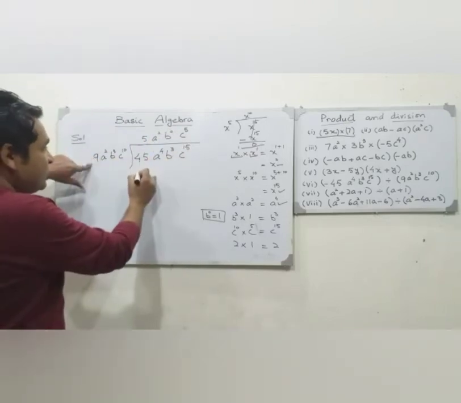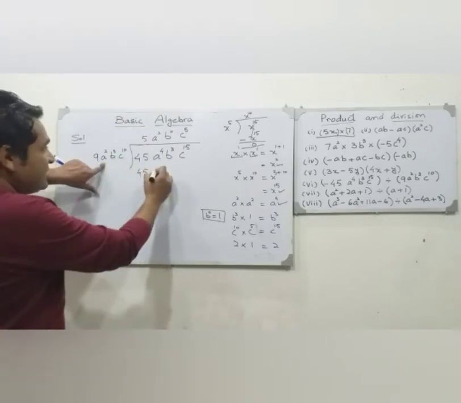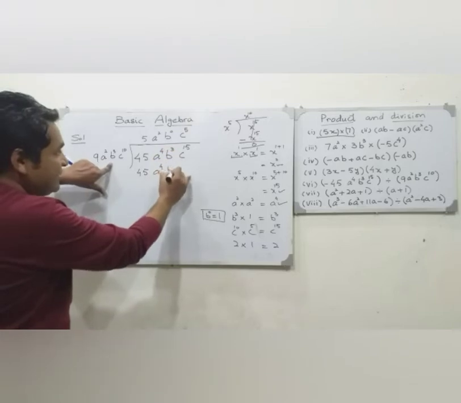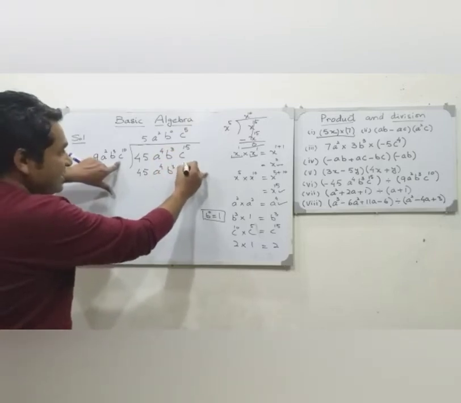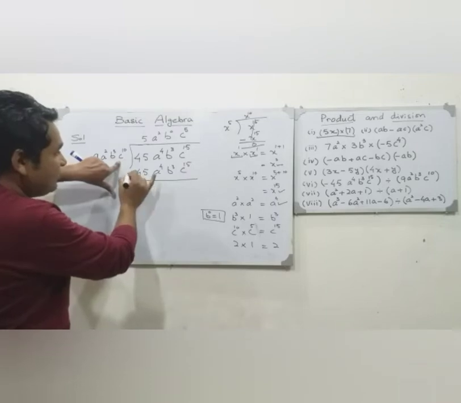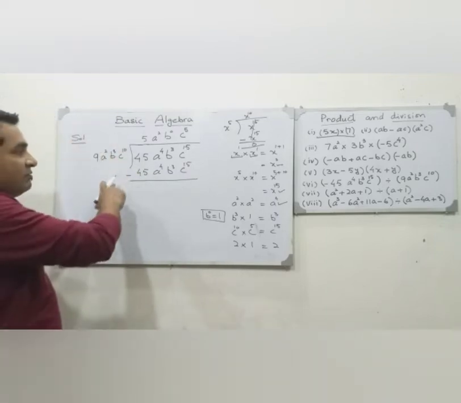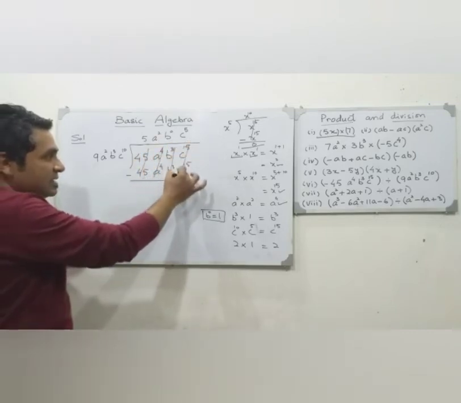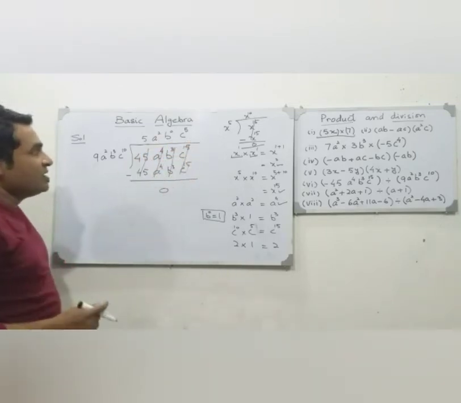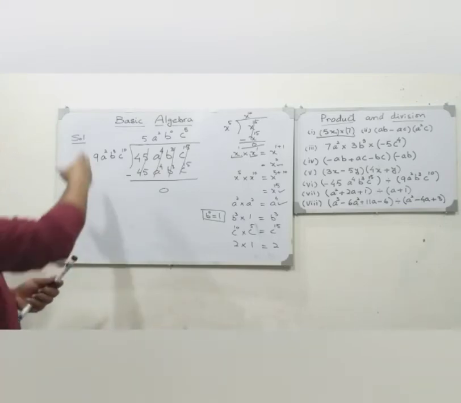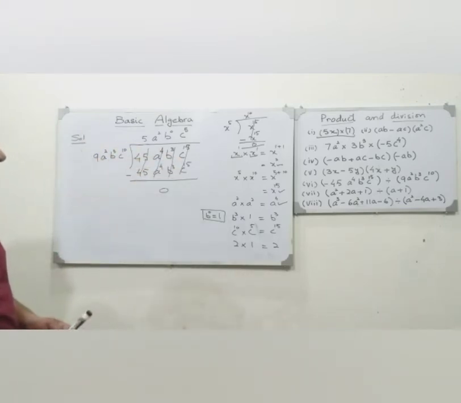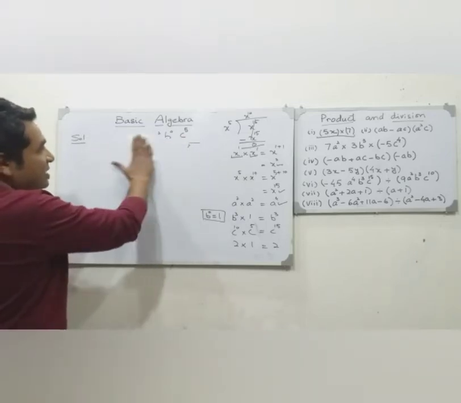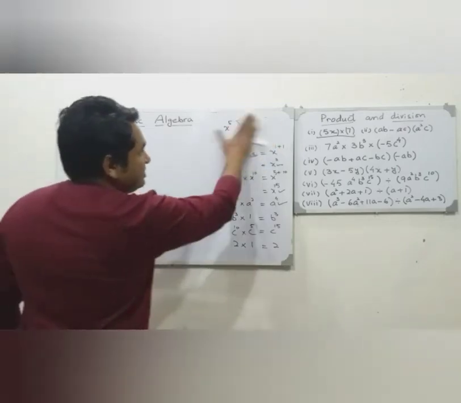So 9 5s are 45. A times a squared times a squared is a^4, and this is b cubed, and this is c^15. And you know that the rule of division is that after getting the answer we subtract. So 45 cancels 45, this cancels this, this cancels this, and the remainder is 0. So this is the way that we use the division sign and divide the given algebraic terms. Now I hope it's clear to you. Let's move to the next part.